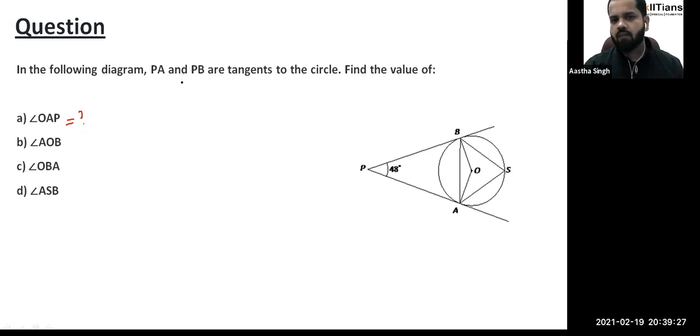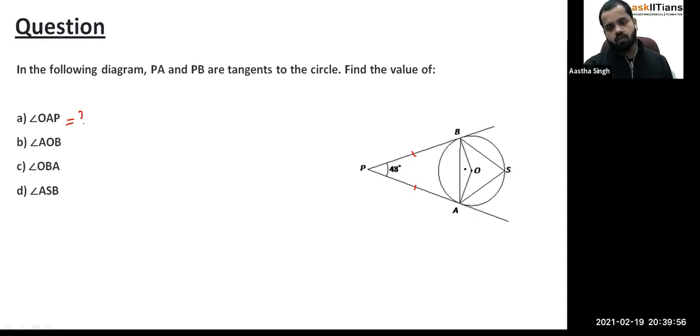In the following diagram, PA and PB are tangents. You know by property that both tangents are equal, right? Find the value of angle OAP, right? It is asking you OAP. What is OAP? Just tell me, guys, think about it. What will be the angle OAP? Guess the angle.